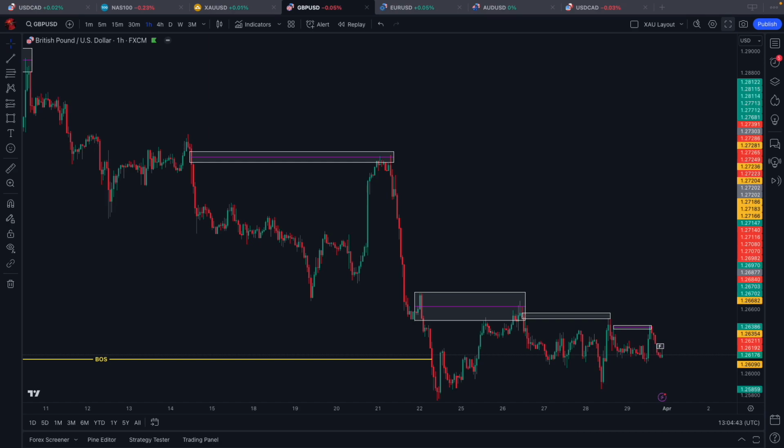But yes, we are going to start with the Great British Pound to the US dollar, head over to the Euro US dollar, AUD USD, and then finish with the US dollar CAD.